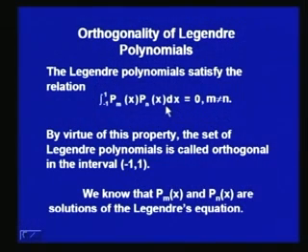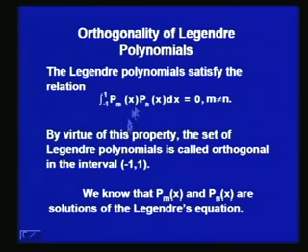Next, we discuss the orthogonality of Legendre's polynomials. The Legendre's polynomials satisfy a very important condition, that is, the integral over -1 to 1 of P_m(x) P_n(x) dx is equal to 0, where m and n are integers and m is not equal to n. By virtue of this property, the set of Legendre's polynomials is called orthogonal in the interval -1 to 1.